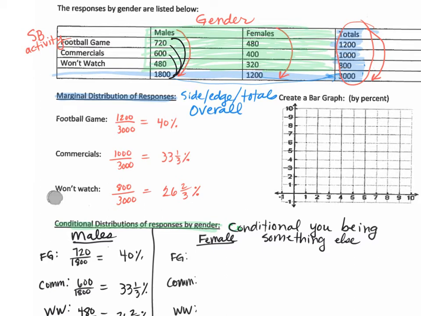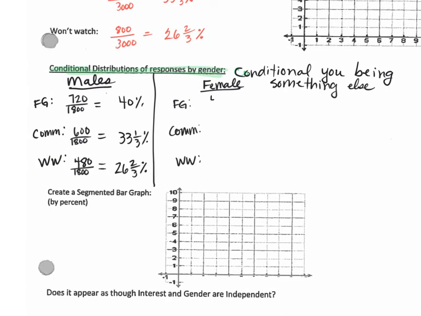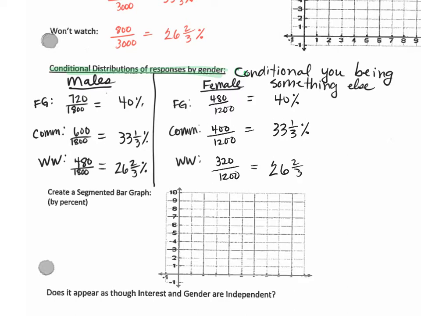So we're going to now do the same thing for the females. Conditional upon you being a female, here are the rates at which you did the Super Bowl things. So those were 480 out of the 1,200 females, 400 out of the 1,200 females, and 320 out of the 1,200 females, which, amazingly enough, isn't data nice when you can just plan it? Okay, you know this doesn't ever happen, that it comes out so beautifully perfect like that.